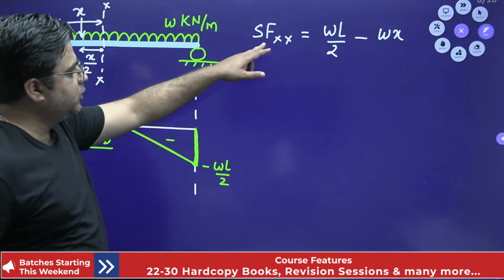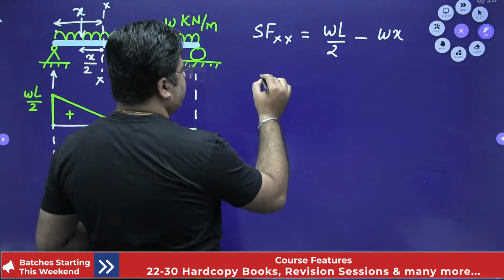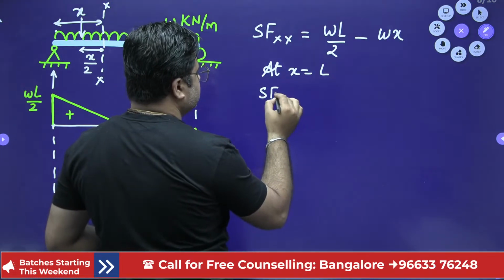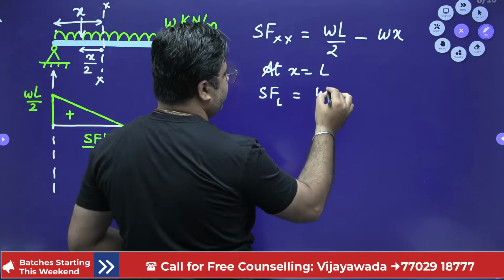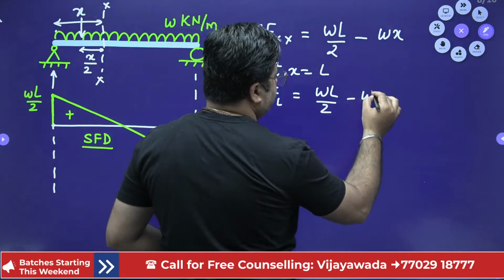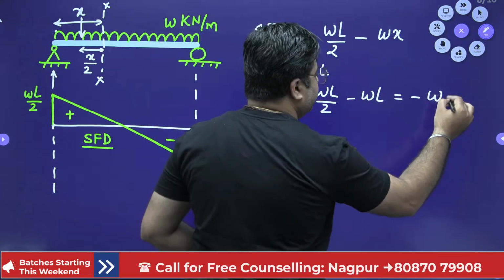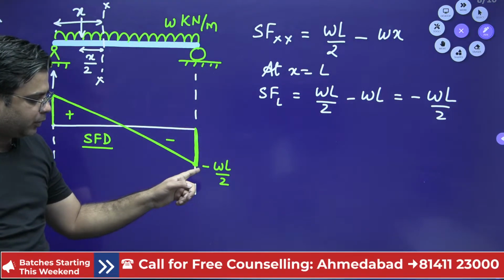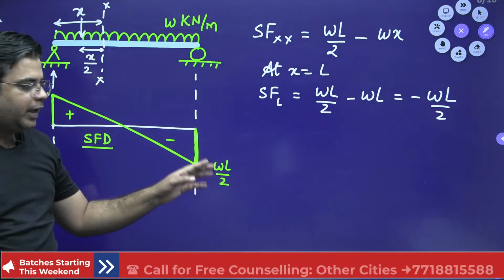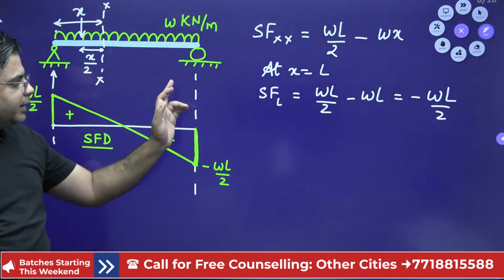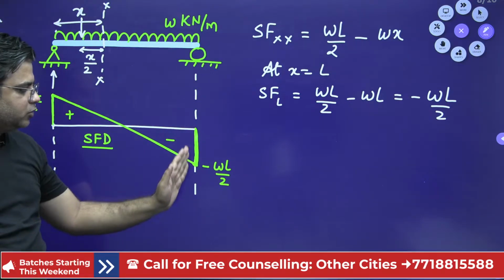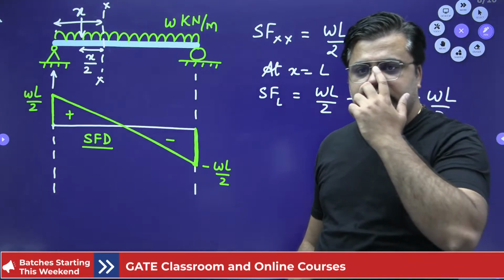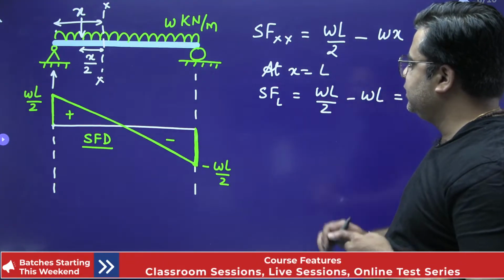Even if you substitute the value of x as L, at x equals L, the shear force at distance L is WL by 2 minus WL. So this comes out to be minus WL by 2. So from here also you can calculate the value of shear force at this point is minus WL by 2. And at this point you have an upward acting support reaction of WL by 2. So you have to move up by the amount of WL by 2. And this is how you can draw the shear force diagram. Okay. So this is the shear force diagram.